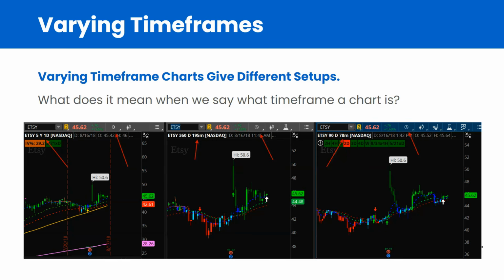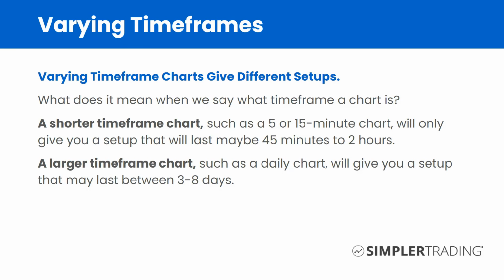So what does it mean when we say what time frame a chart is on? Are we taking trades based off the 30-minute chart, the daily chart, the 195-minute chart? Shorter time frame chart, such as a 5-minute, a 15-minute chart, you're typically going to look for trades that last for 45 minutes to maybe 2 hours. Day trading, 0 day till expiration options, that kind of thing.